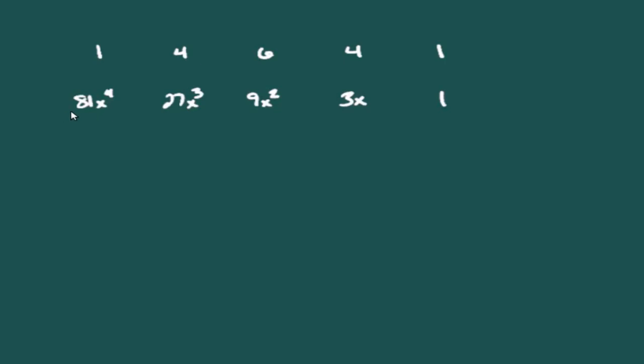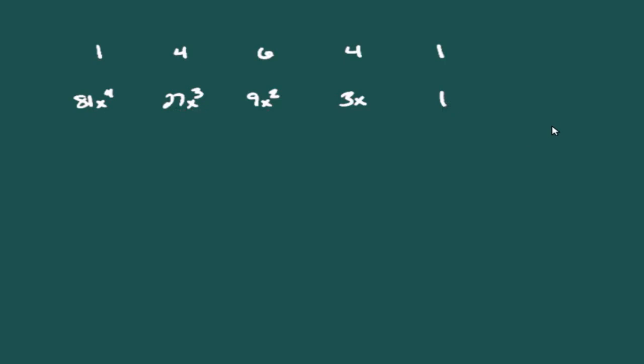So our 3x to the 4th, well, 3 to the 4th power gives us 81, and then x to the 4th. Then we've got 3x to the 3rd power. Well, 3 to the 3rd power gives us 27. So we've got 27x cubed, 9x squared, 3x, and 1.